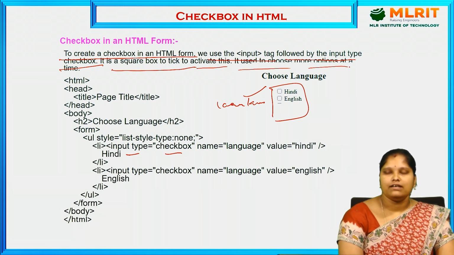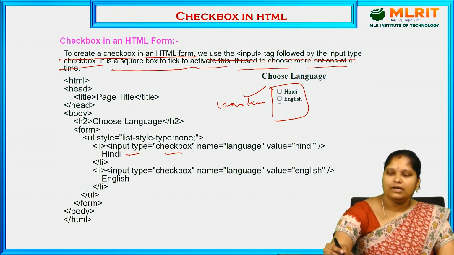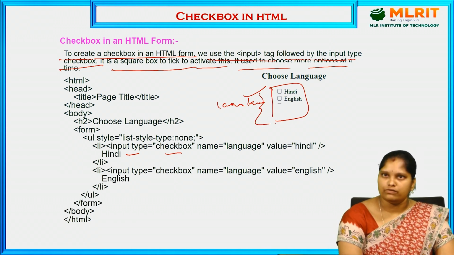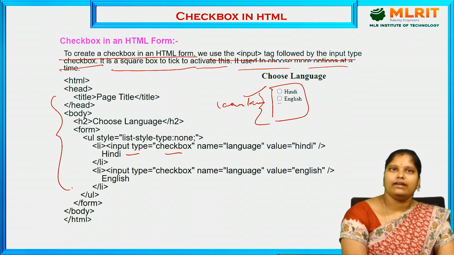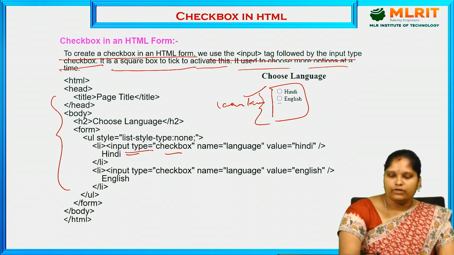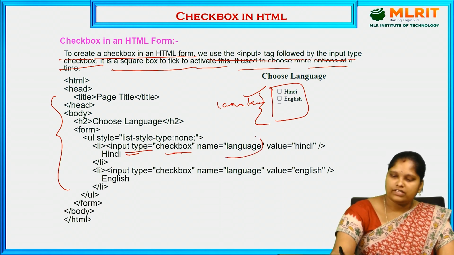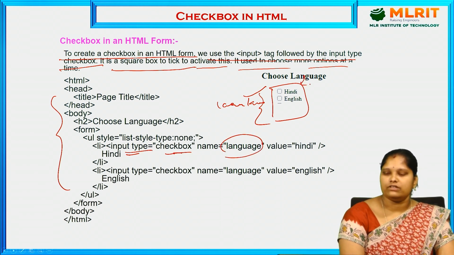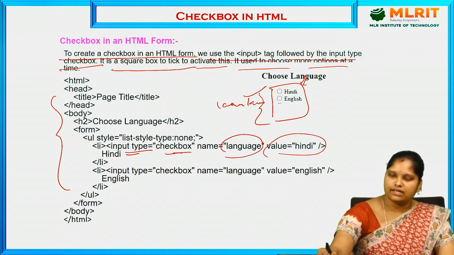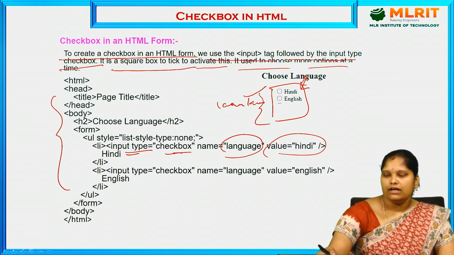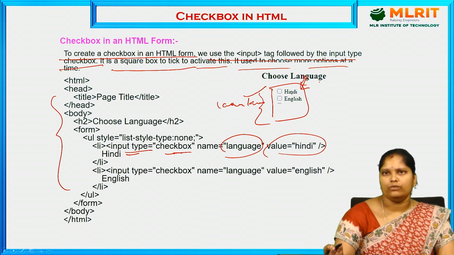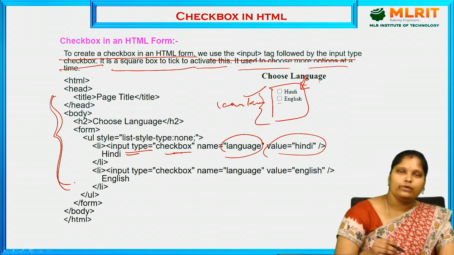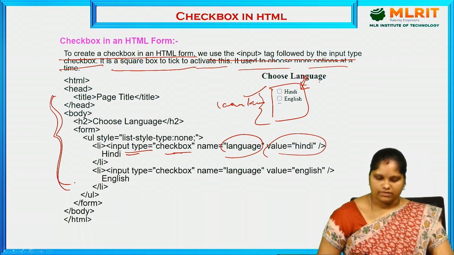Radio button is a limited option, only one option, but here you can choose two or more options in the checkboxes. Like this, we need to insert the checkbox into forms. Input type checkbox, and the name of the checkbox is language and the value is Hindi. The name is language and the value is English, and the name is language and the value is Telugu. Like this, we insert the checkbox into forms.